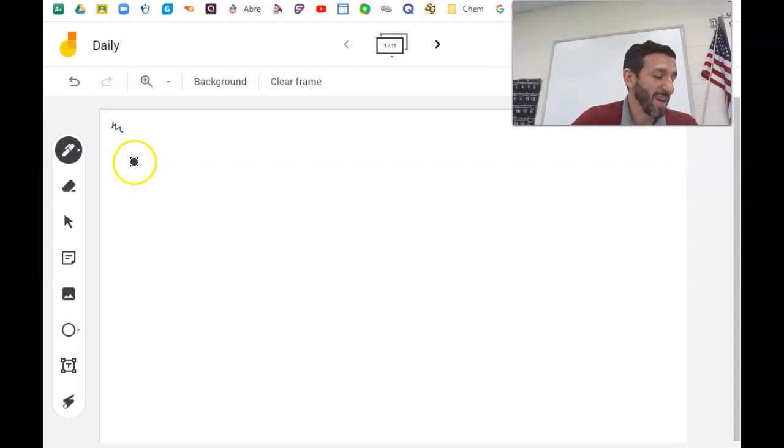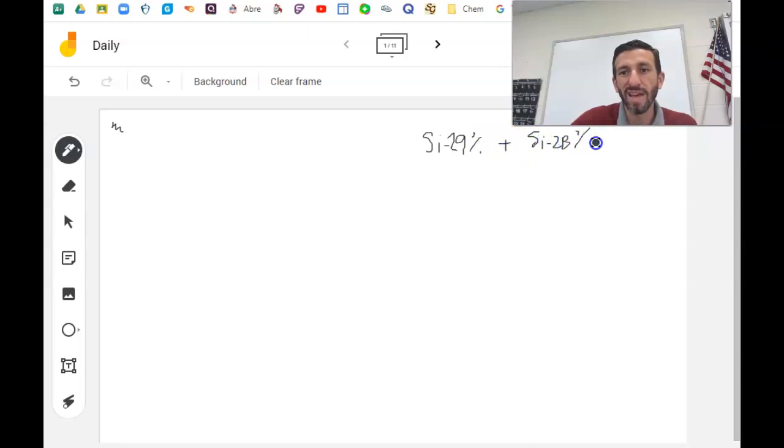Now, this doesn't give us a lot of steps, so we're going to work through the hints that I give you, okay? If you have two isotopes only, the percent abundances must equal 100. So whatever the percentage of silicon 29, so let's do silicon 29% plus silicon 28%, that has to equal 100, right? And it says, what's the average atomic mass of silicon in the periodic table? It's 28.09.